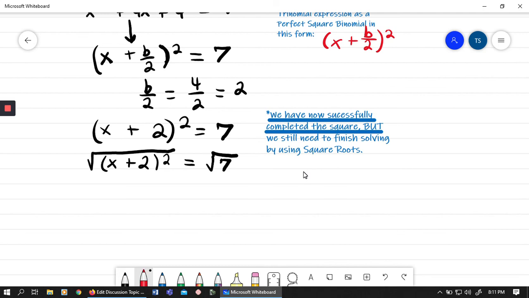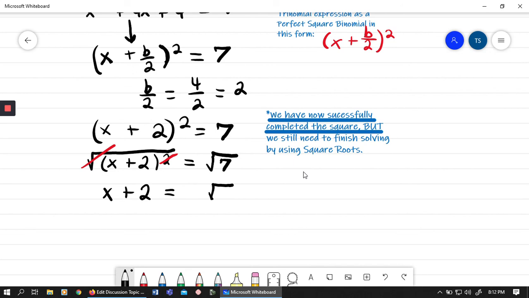Alright, so remember what happens when we take the square root of something that is being squared. That square root is going to cancel out with this square, and we're going to be left with just that radicand, x plus 2. And remember that once that cancels out the square root and the square, we no longer need the parentheses there. So this is x plus 2 equals, who remembers what we need to put here besides the square root of 7?